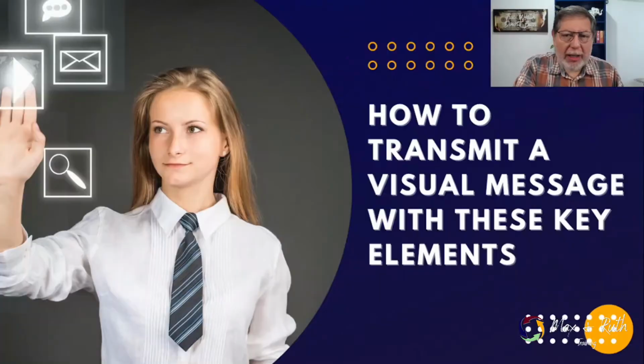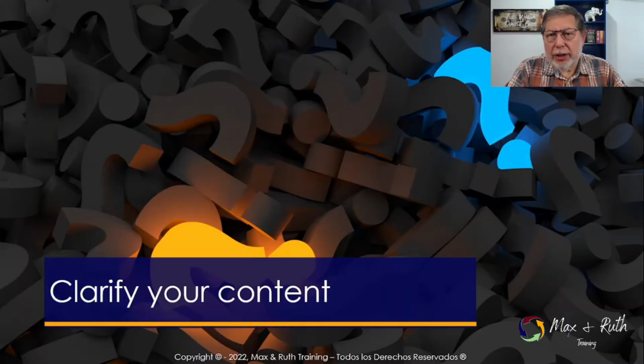Now, let's start talking about how we can transmit a visual message with these key elements. The first one that we can use is we must clarify what our content is going to be and why it is important for our audience to know it, and how we can transmit that content visually for them. Now that we know that most people are visual learners, then we can create visual messages for our participants. And whenever we create this visual message, there's 3 questions that can guide us in this process.